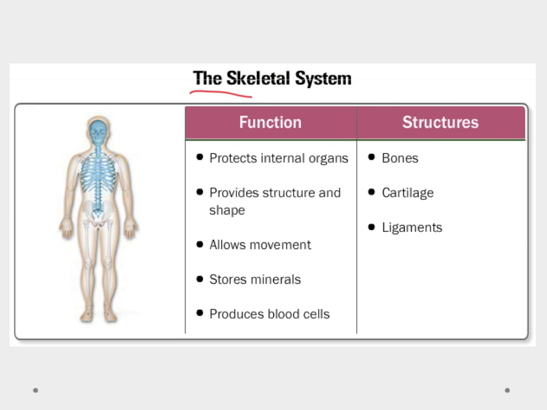Okay, so let's do a real quick summarize of the skeletal system. Remember that it's made up of our bones, cartilage, and ligaments. And the functions for the skeletal system are to protect organs, provide structure and shape, give us the ability to move. We can store minerals in them, and they produce our red blood cells. So that's our quick introduction of the skeletal system.